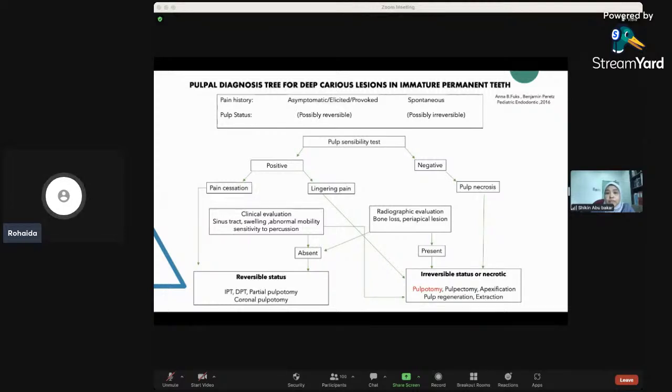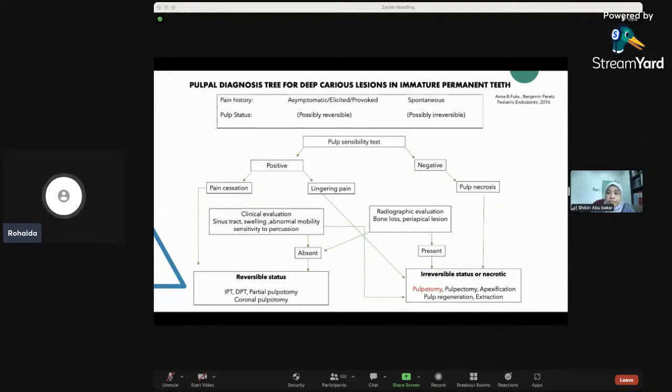Okay, so if the pulpal sensibility test gives a positive result, so you will see, okay, we see on the left arm first. If positive, okay, you have to see whether the pain stops or not. If the pain is stopped, then what you can offer to the patient is either indirect pulp treatment, or basically vital pulp treatment that you can offer to patients.